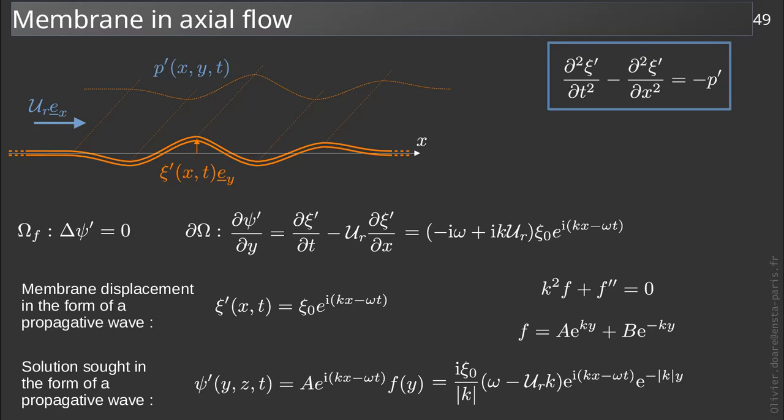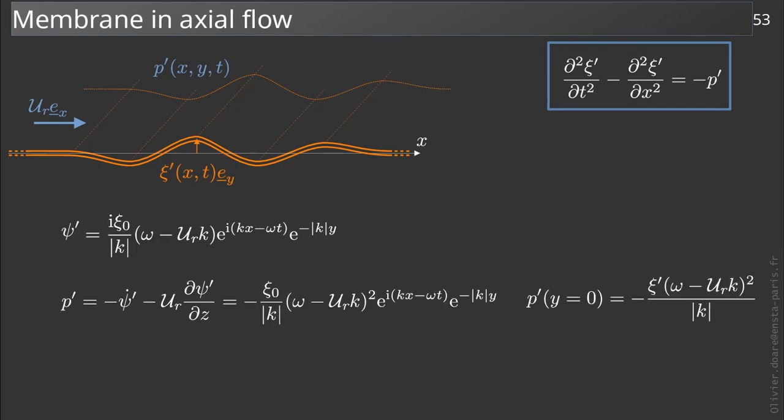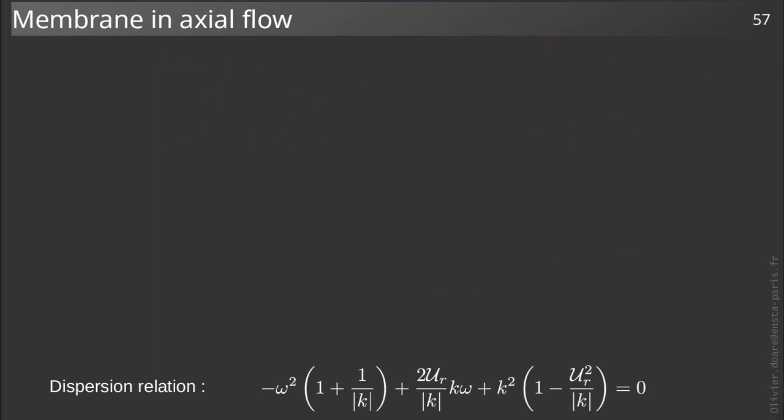Now, we need to use the unsteady Bernoulli equation to calculate pressure. The pressure at y equals 0 is proportional to psi prime and appears in the right-hand side of the wave equation. The two other terms can be put in an equivalent form, and all these together give the dispersion relation of the coupled system, which links the frequency to the wave number.